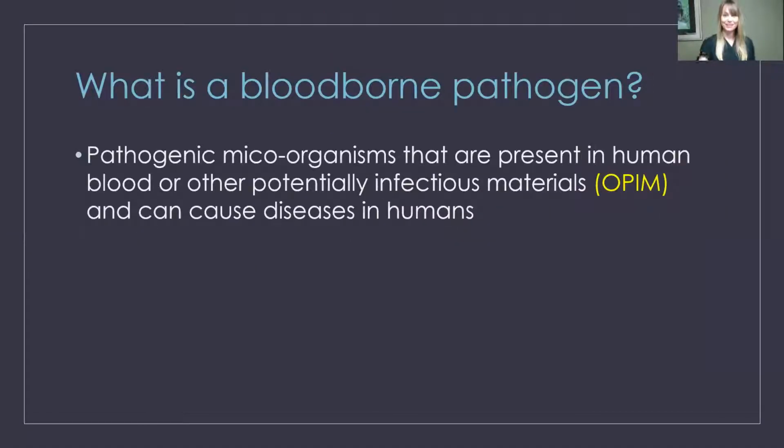Okay. So bloodborne pathogens are pathogenic microorganisms that are present in human blood or other potentially infectious materials and can cause diseases in humans. So those words, other potentially infectious materials, are termed OPIM, which just means there's blood, which is a bloodborne pathogen, and then there's other types of materials and fluids that can also cause diseases, and we call those OPIMs.